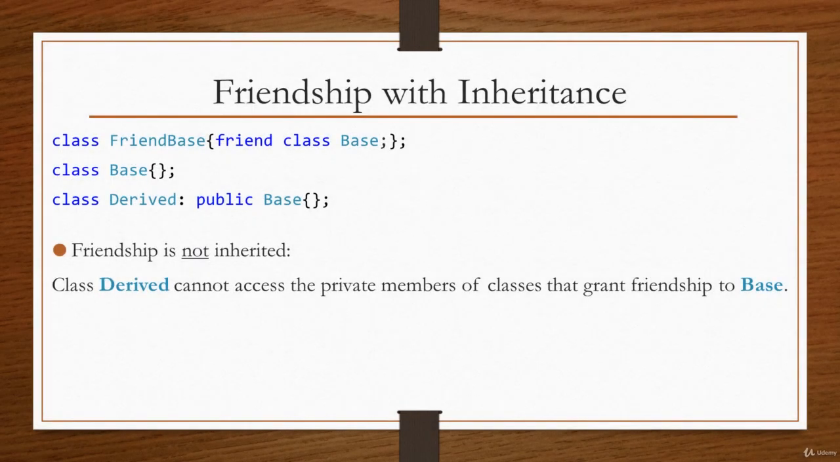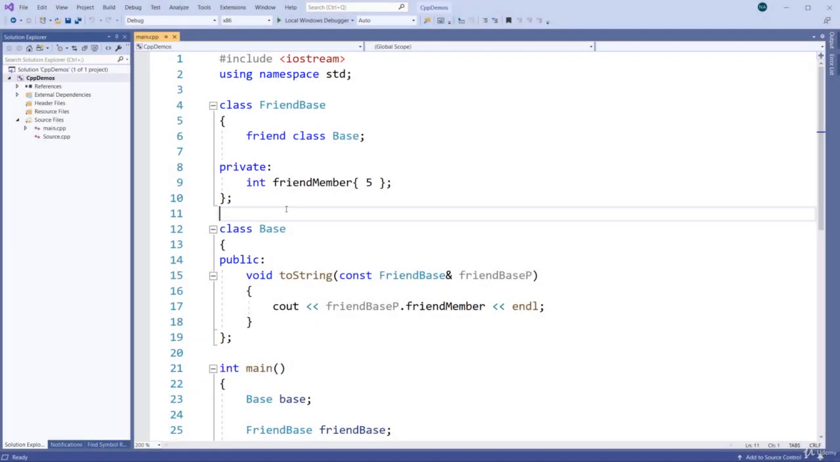Hi, so we discussed friends in the previous lesson, and in this video we want to discuss friendship with inheritance, since we are discussing inheritance in this lesson. Okay, so here it's important to note that friendship is not inherited. I have the simple example in Visual Studio.